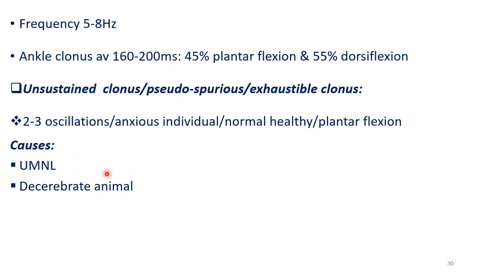The causes of clonus: why does the clonus occur? What is the reason behind the clonus? Any disease or any condition which leads to damage of upper motor neurons, or which damages the pathway between the upper motor neuron and the lower motor neuron, will lead to upper motor neuron lesion. There are multiple causes of this: multiple sclerosis, spinal cord injury, tumors. This clonus can also be seen in the decerebrate animal.